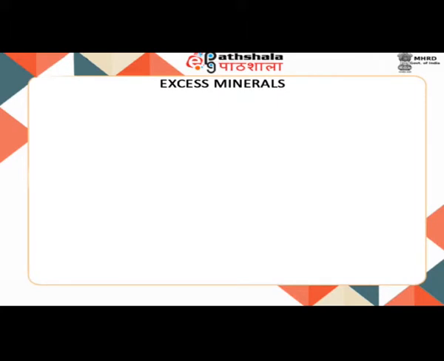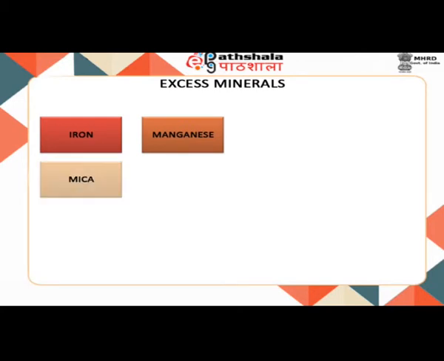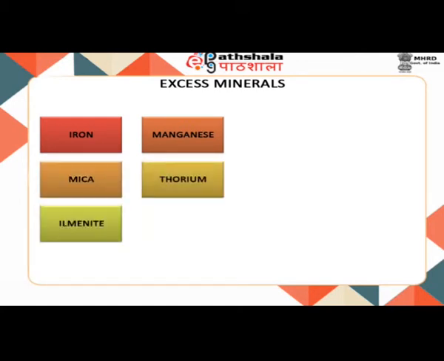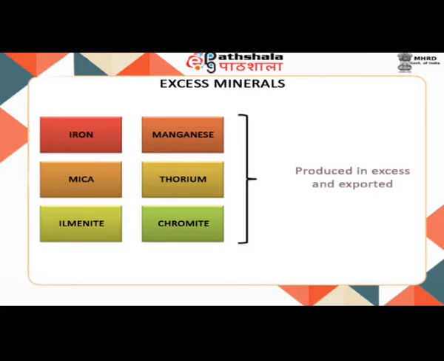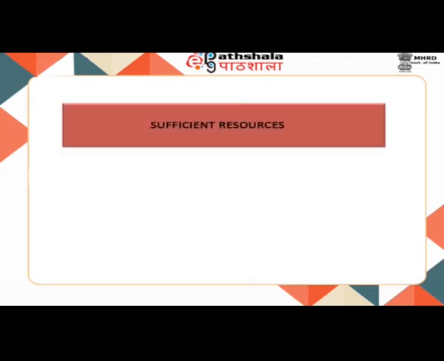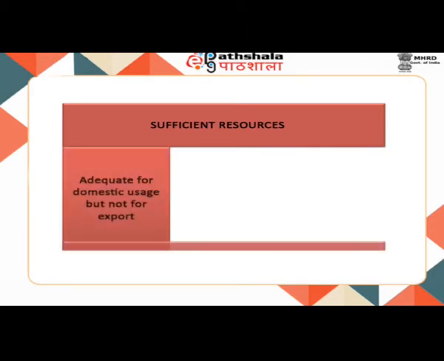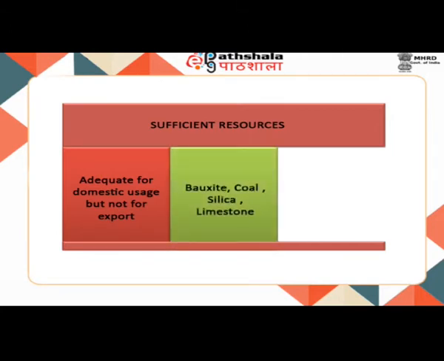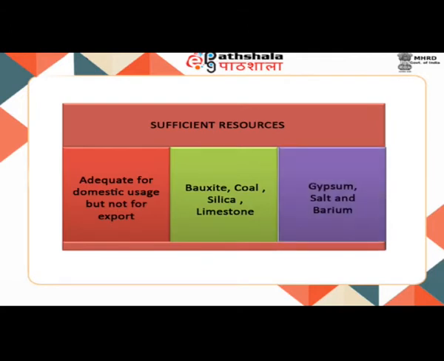Excess minerals. This category includes minerals like iron, manganese, mica, thorium, limonite, and chromite, which are produced in excess and are exported. Sufficient resources. The minerals in this category are adequate for domestic usage but not for export. These include bauxite, coal, silica, limestone, gypsum, salt, and barium.